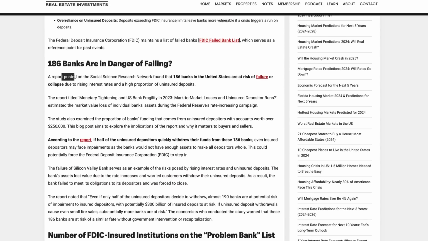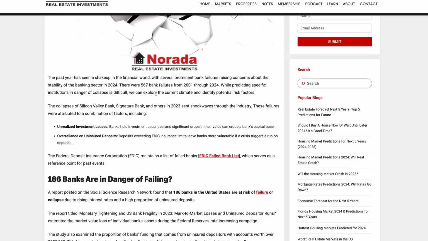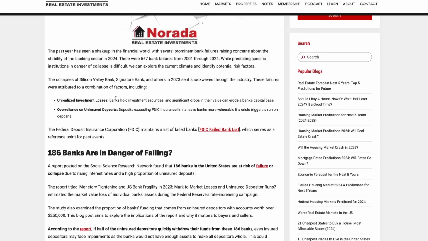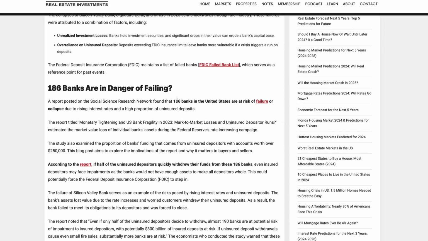A report posted on the Social Science Research Network found that 186 banks in the United States are at risk of failure or collapse due to the rising interest rates and a high proportion of uninsured deposits. So if you think in the last 23 years or so, 567 bank failures were reported. Guys, this is 186 in just 2024 alone.